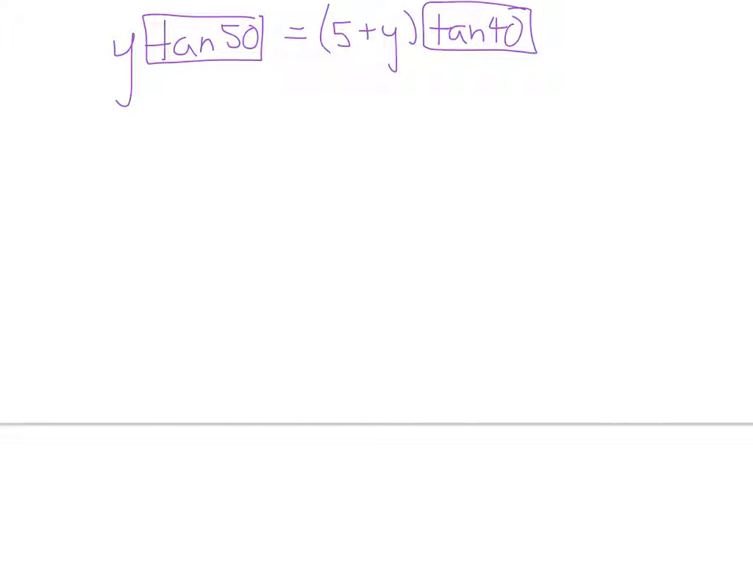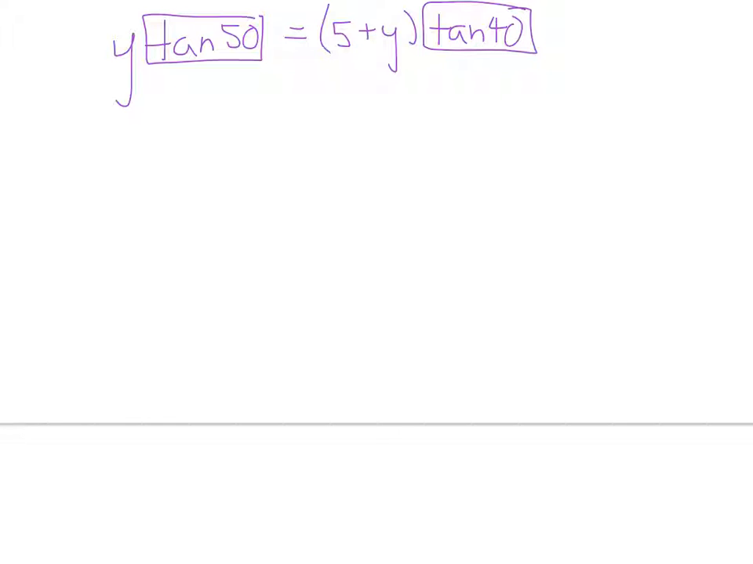So we have this equation: Rich on one side, y tangent of 50, is equal to Annabelle on the other side, 5 plus y times the tangent of 40. Now that tangent of 50 and that tangent of 40 are just numbers. So don't let the trig mess you up and make it seem different, but it's just a number.